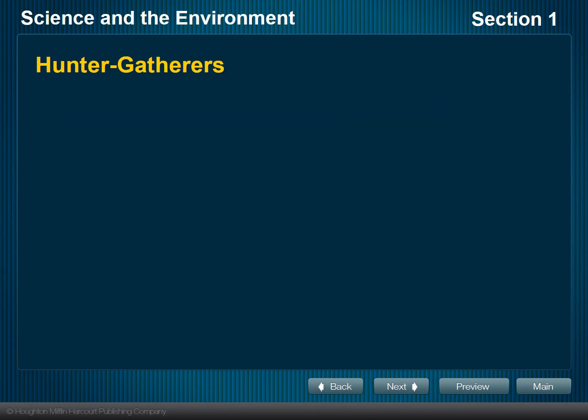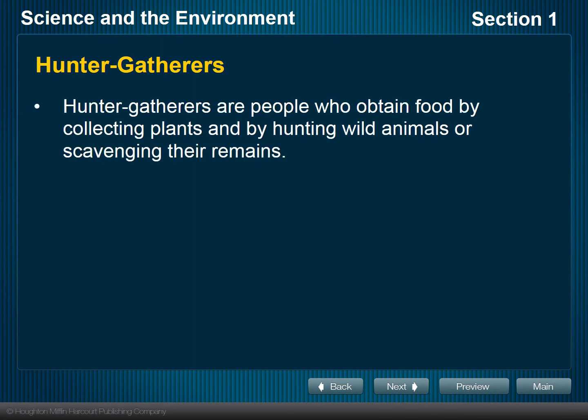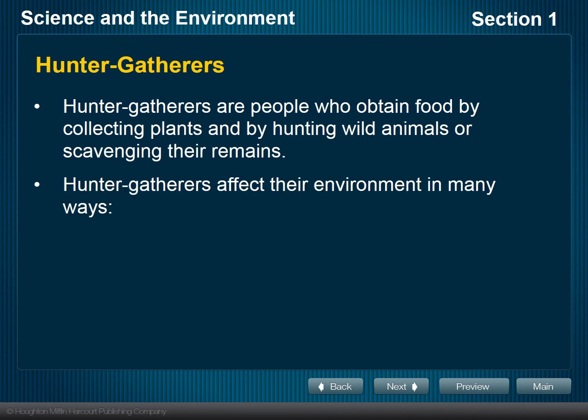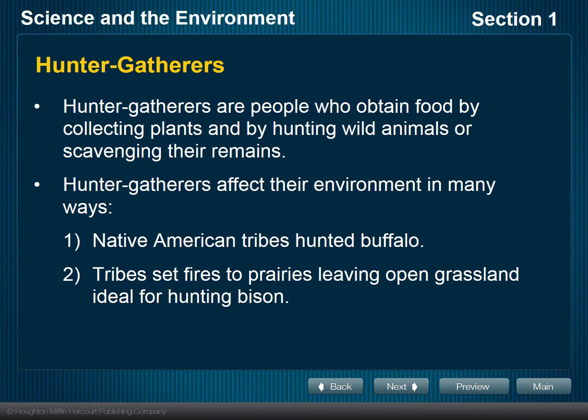Years ago, hunter-gatherers used to inhabit Manhattan Island. Hunter-gatherers are people who obtain food by collecting plants and by hunting wild animals or scavenging their remains. Hunter-gatherers affect their environment in many ways. Native American tribes hunted buffalo. The tribes set fires to burn prairies and prevent the growth of trees, thus leaving the prairie as an open grassland ideal for hunting bison.